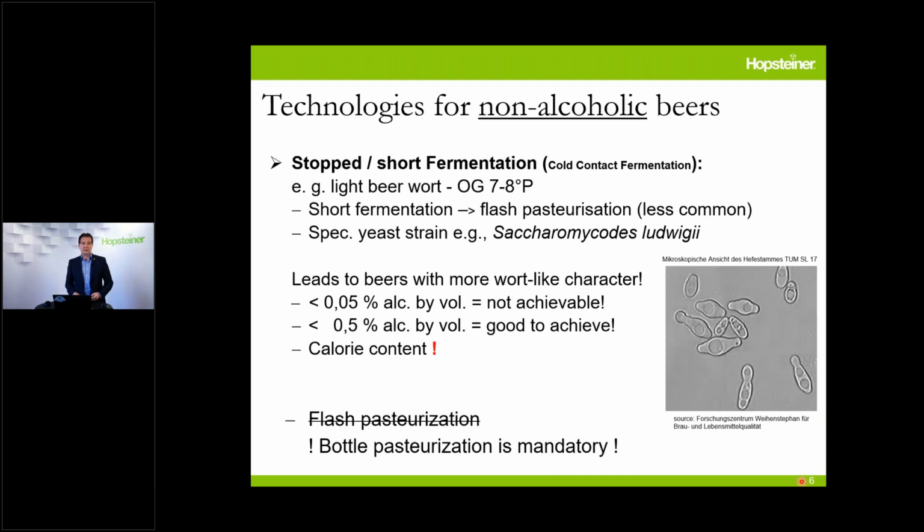So what we need is bottle pasteurization. We have no other choice like flash pasteurization, because that doesn't work. We need to be 100% safe not to produce exploding bottles by secondary fermentation after bottling.